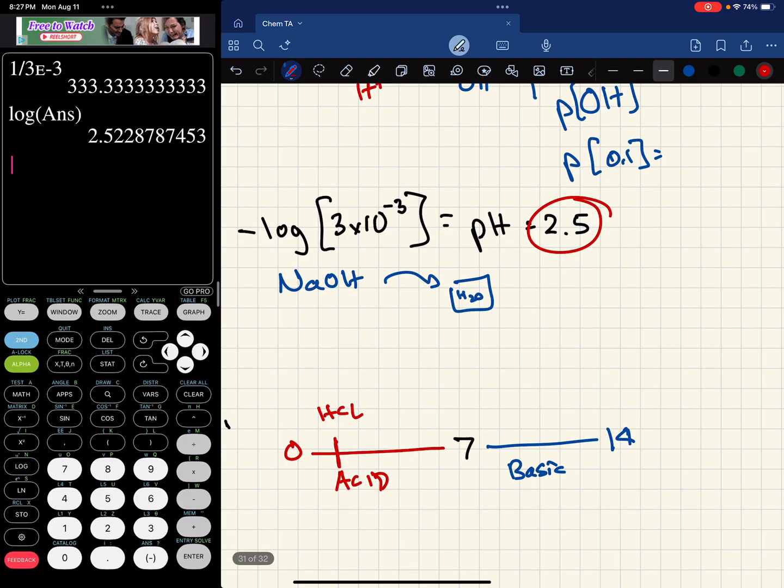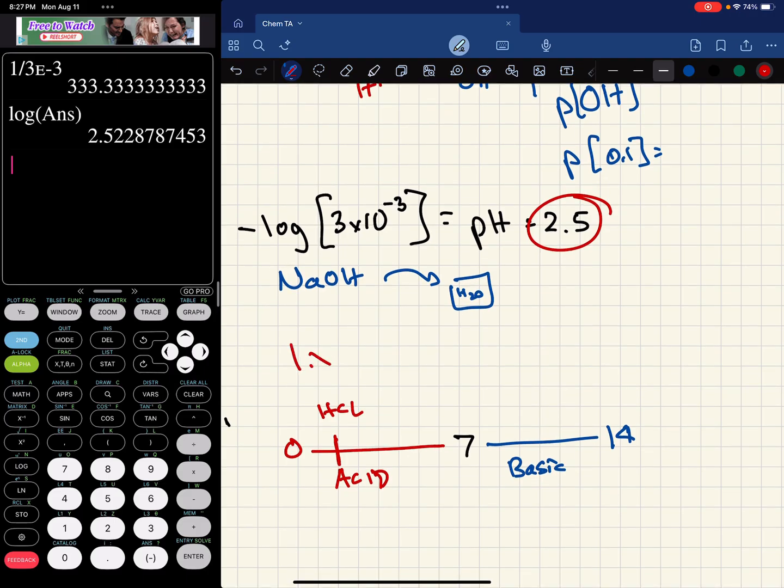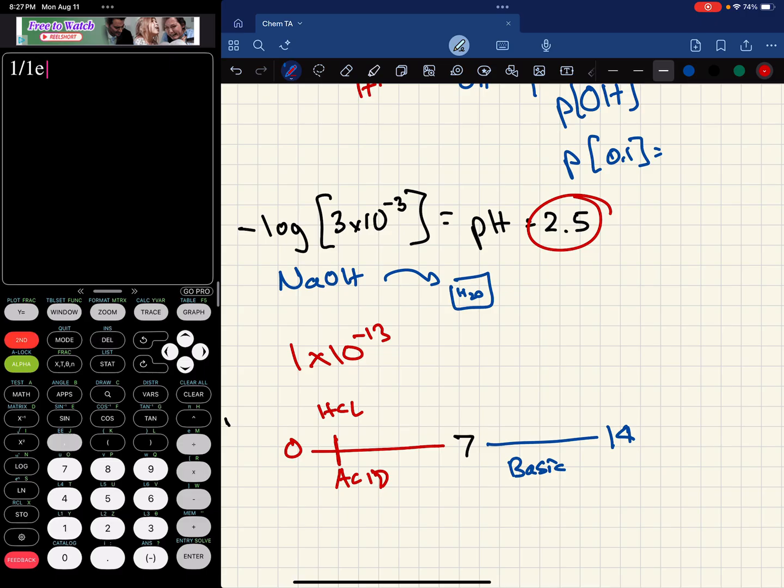Let's find the pH of NaOH, okay? Again, same thing. Here's our 1 times 10 to the negative 13. So we do 1 divided by 1 times 10 to the negative 13. I think I'd be good at this now after taking so much chemistry. Okay, log of that. 13. pH equals 13 for NaOH. So this is really, really basic, okay?